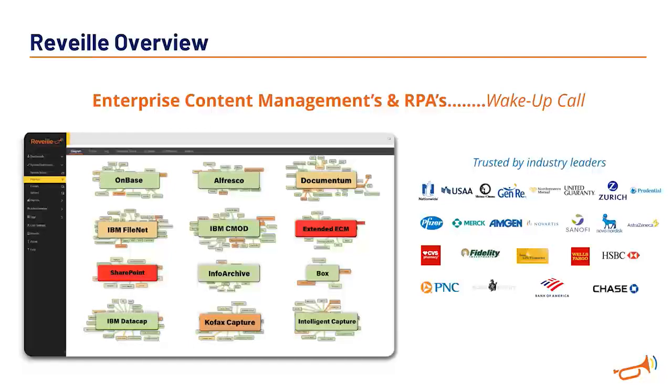On the right-hand side, you'll see a number of large companies that utilize Reveille to help them manage their environment. You'll see large banks like Bank of America and JP Morgan Chase, large insurance companies like Gen Re and United Guarantee and Zurich, and large pharmaceutical companies. These companies have large, complex Documentum and FileNet environments, and Reveille specializes in helping you manage them.